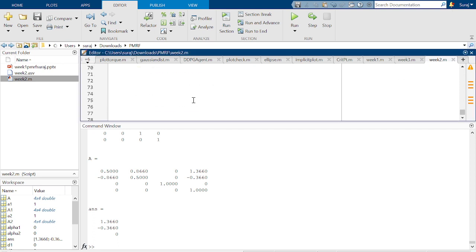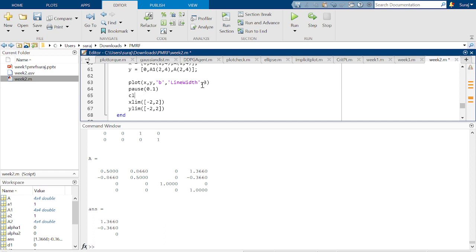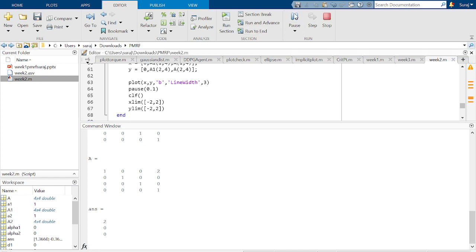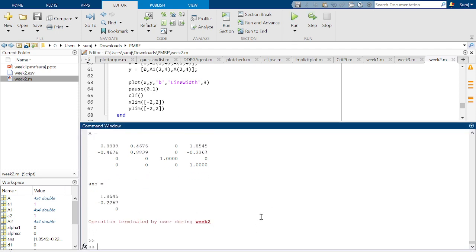Okay, so what we have to do is give some delay to the system. For every time you plot, it should not happen very fast. You do this and we clear this. I will explain the code. Let's get this running. So you see here it is moving, but we are not able to visualize it properly.